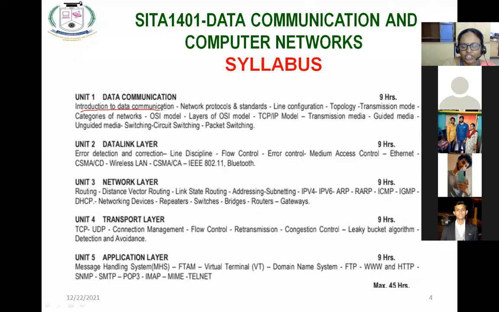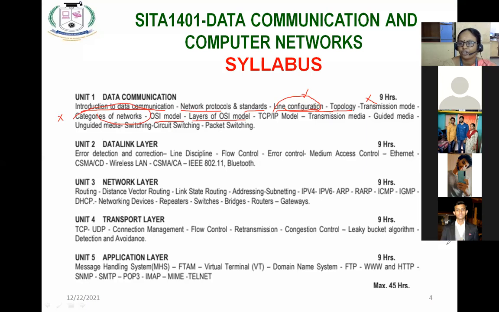Introduction to data communication. Okay, we have seen how the broadband connection and all, network protocols, standards, line configuration. I think the line configuration I will touch over here. Topology we completed. Transmission medium is also to be covered. Categories of network is also to be covered. We have come into the OSI model, layers of OSI model. This only we completed. Is it clear?